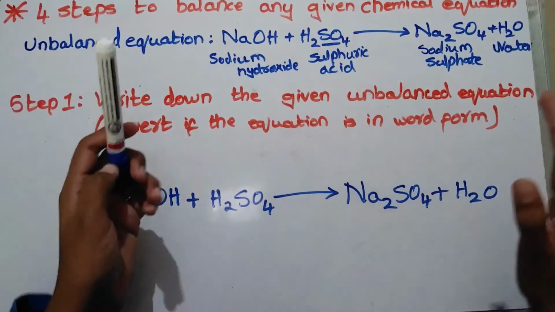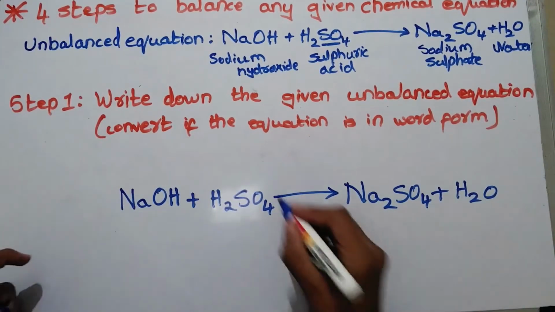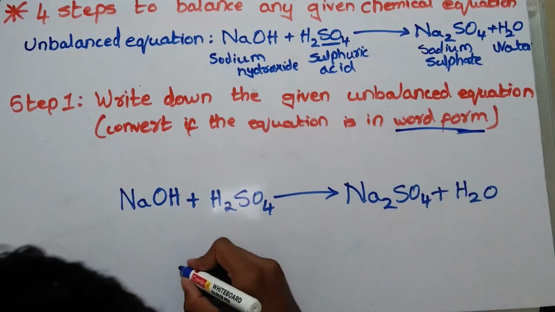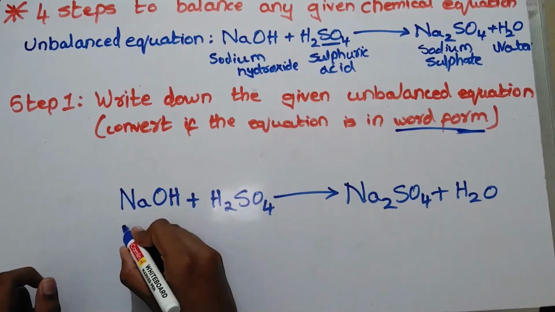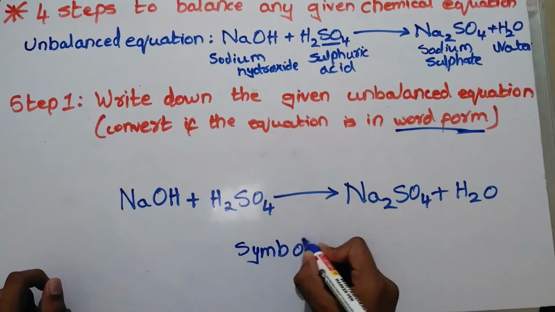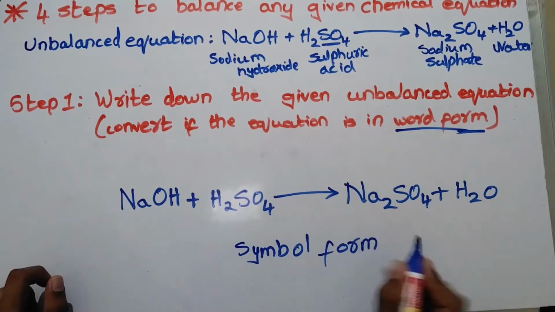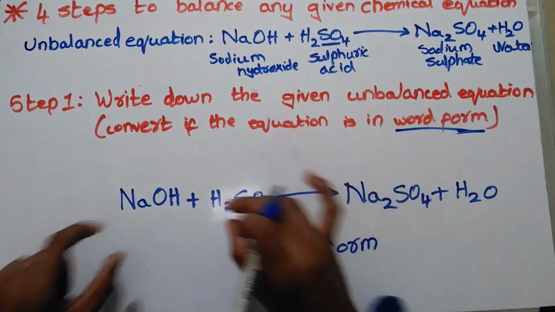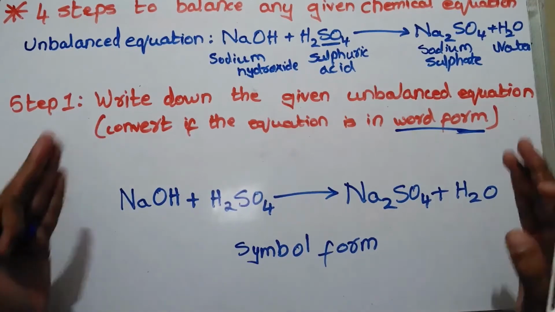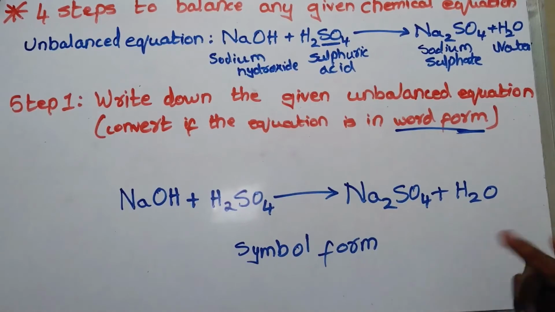If it is given like this, then you have to convert it down to the symbol form. If the unbalanced equation is in the form of words, then you have to just convert it into symbol form, meaning the form which consists of the symbols of the same equation which is given in word form. So if you have been given it in the symbol form only, then no need to change it. Just copy it down as it is. So now we will proceed to the second step.